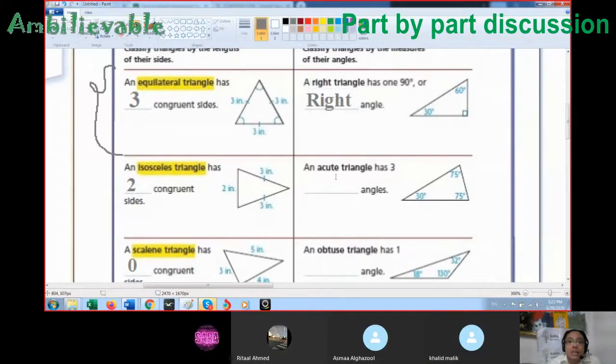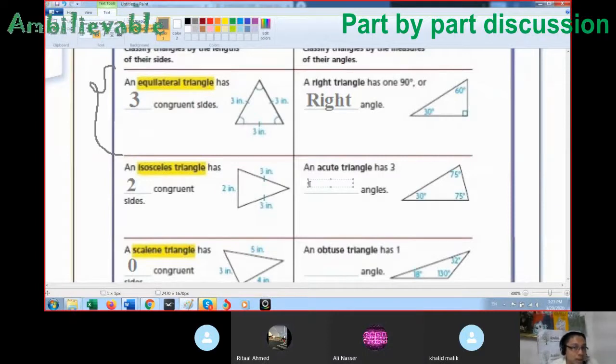Oh, number two. An acute triangle has three... What kind of angles do we have in an acute triangle? What are their angles? What is your answer, Rital? An acute triangle has three what angles? What about you, Sarah? And what about you, Omar? The answer is acute. Acute angles. An acute triangle has three acute angles. Okay?